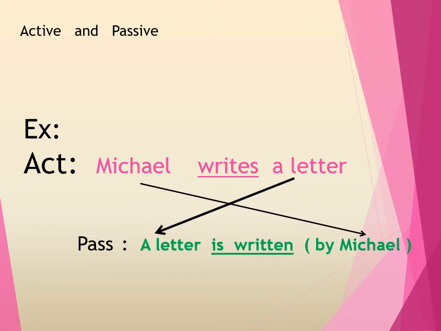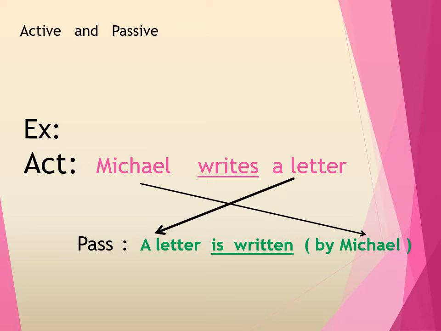In our daily speech, most of our sentences are in active voice, but it is important to use passive voice in some cases or in some situations. And our active sentences can be changed or turned into passive voice. Here is an example.